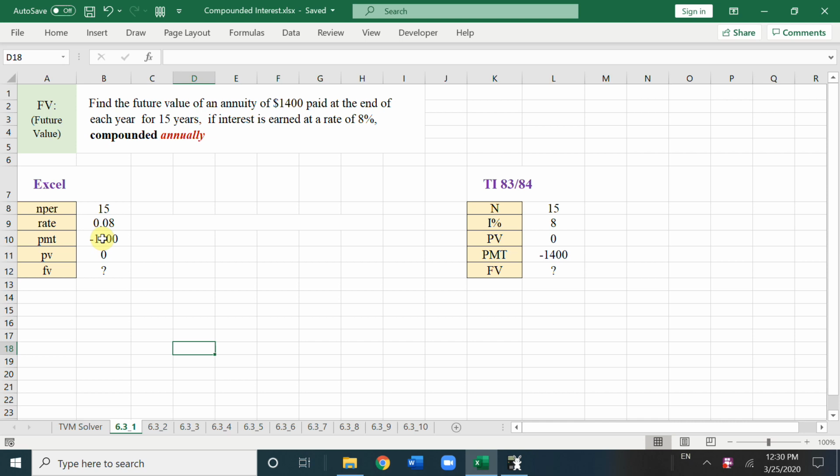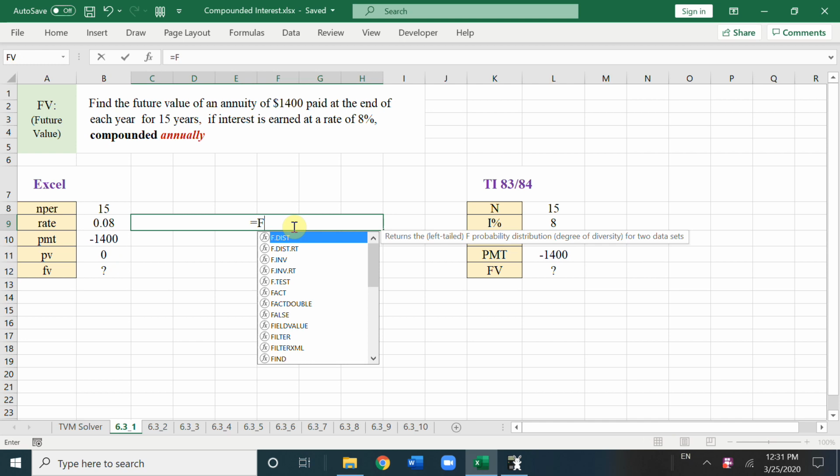And the payment, because this payment is out of pocket, we need to put negative 1400. Then 15 years later, you get the money back. But it's not a big deal. If you forget to put negative, then the future value will come out negative. Then you will realize, okay, I forgot to put the negative here in the payment.